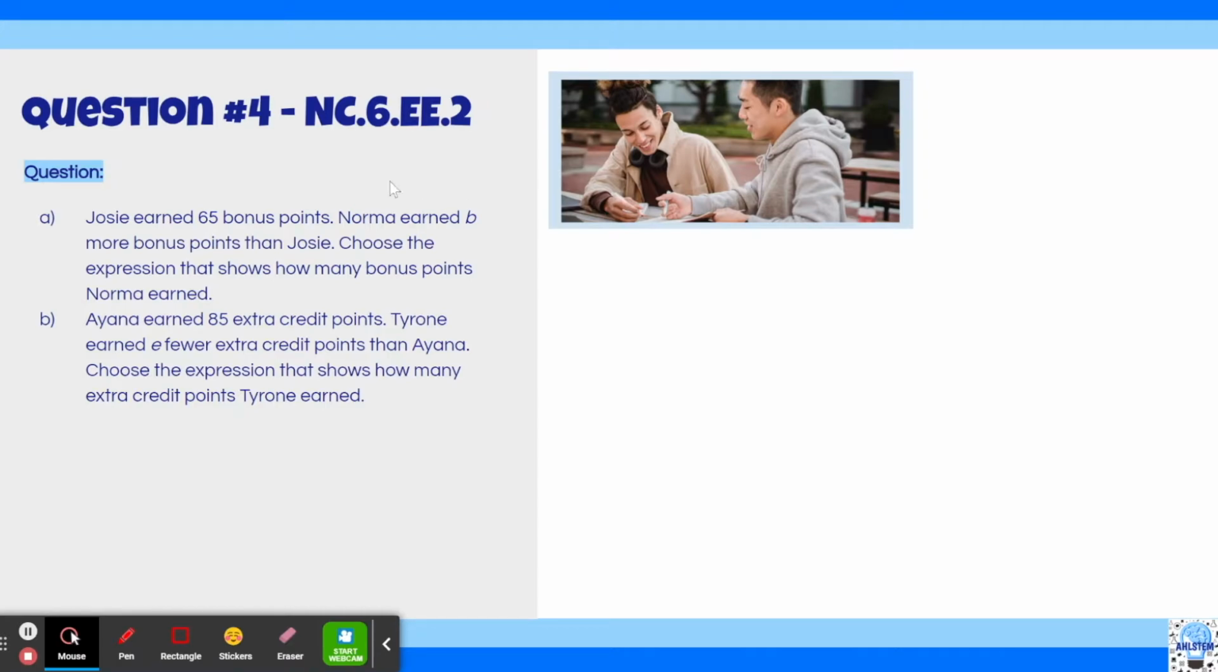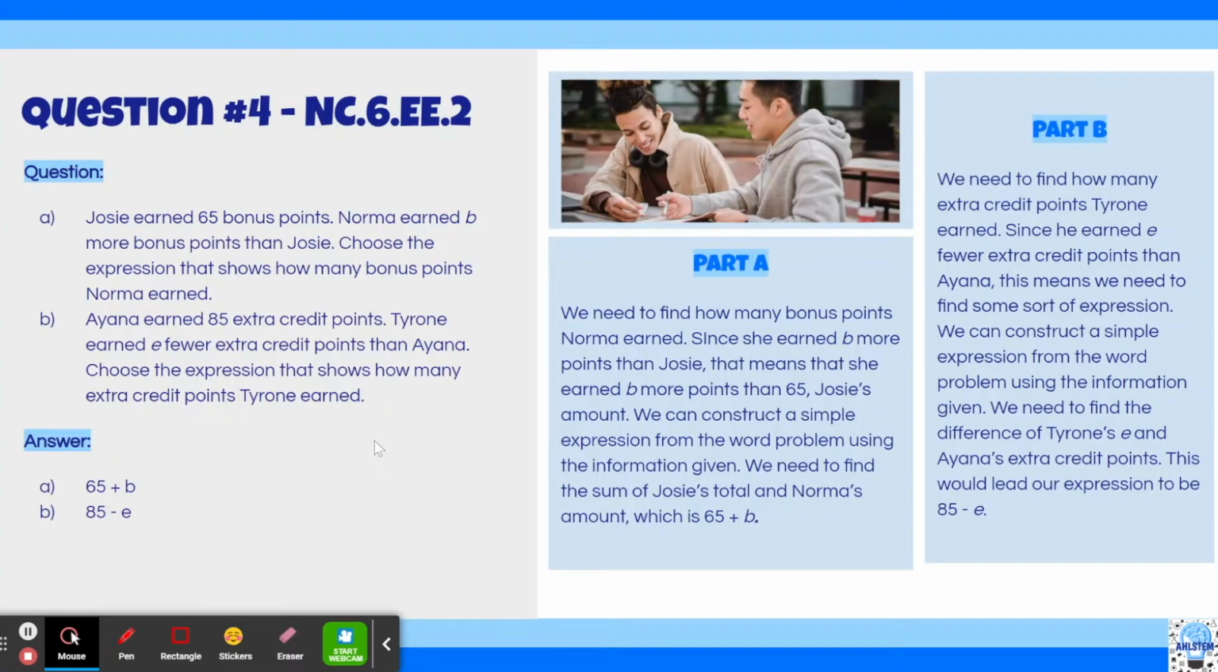So we have two mini problems in question number 4. So part A is saying that Josie earned 65 bonus points. Norma earned B more points than Josie. Choose the expression that shows how many bonus points Norma earned. And now part B says Ayana earned 85 extra credit points. Tyrone earned E fewer extra credit points than Ayana. Choose the expression that shows how many extra credit points Tyrone earned. So write an expression for both of these, and we will check in a few seconds. Okay? Ready? 3, 2, 1.